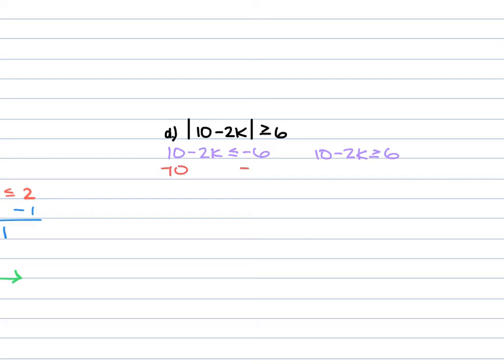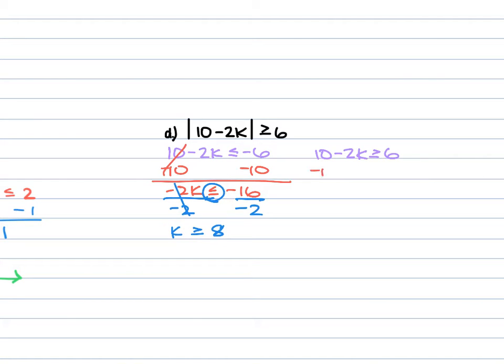We're going to subtract 10 from each side. On this one, we have -2k is less than or equal to -16. Then we divide by -2. Since we're dividing by a negative, we switch the sign. So k is greater than or equal to positive 8.